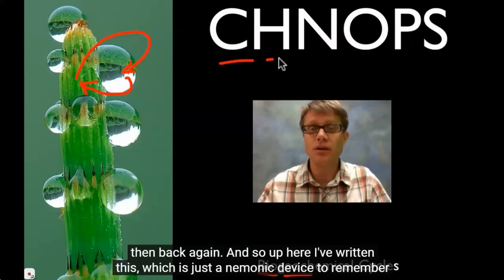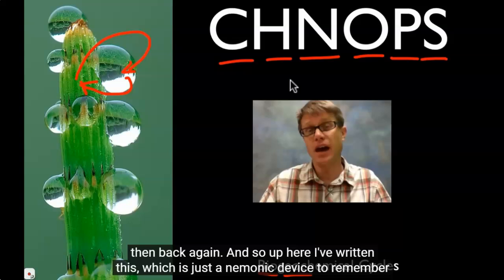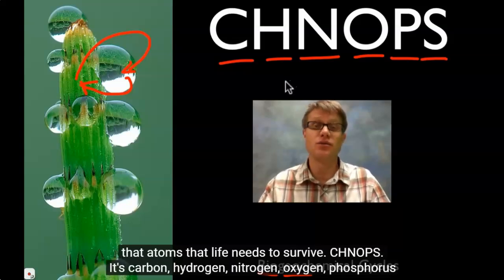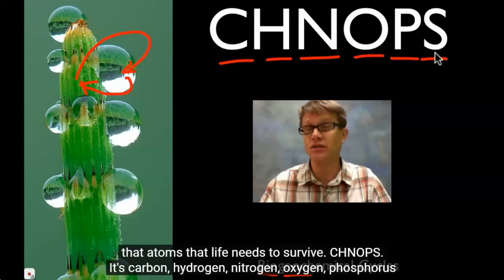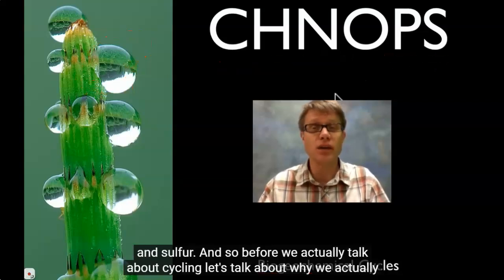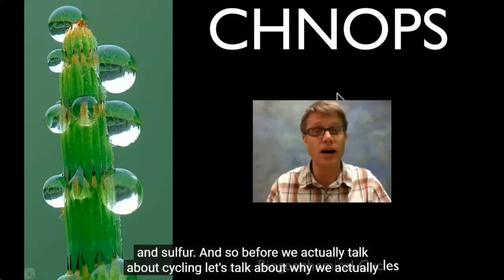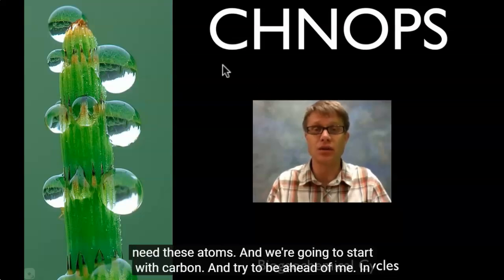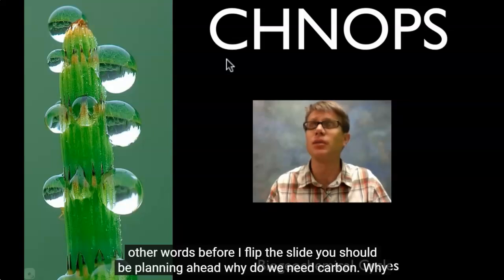And so up here I've written this, which is just a mnemonic device to remember the atoms that life needs to survive, CHNOPS. And it's carbon, hydrogen, nitrogen, oxygen, phosphorus, and sulfur. Before we actually talk about cycling, let's talk about why we actually need these atoms. We're going to start with carbon. And try to be ahead of me. In other words, before I flip the slide, you should be planning ahead.